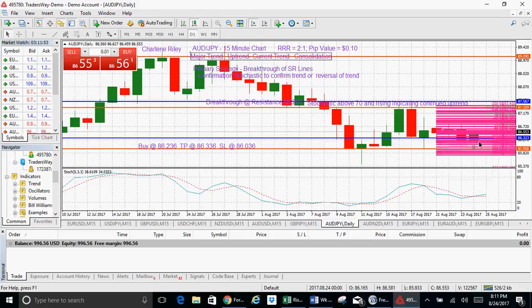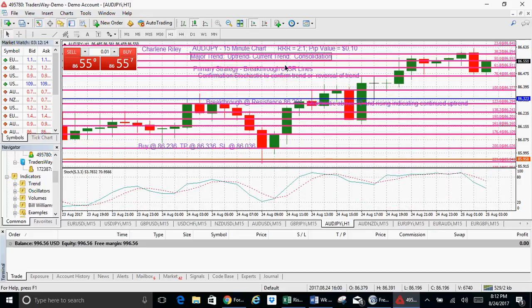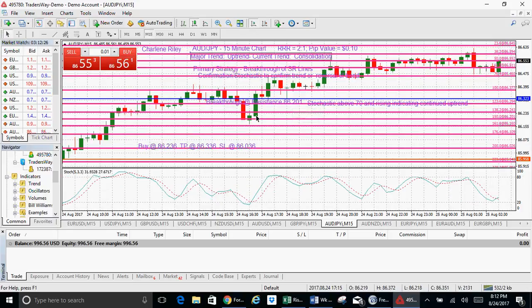Downtrend. Uptrend for the last 24 hours. Major trend is uptrend. Okay. So it looks like it wants to reverse back to the uptrend.